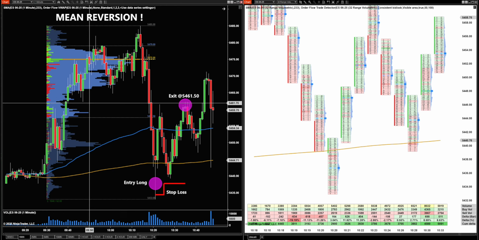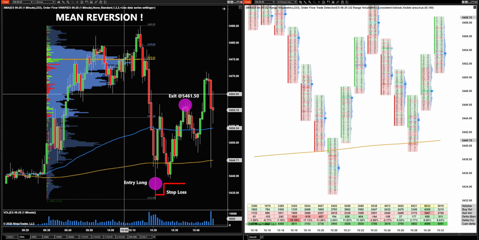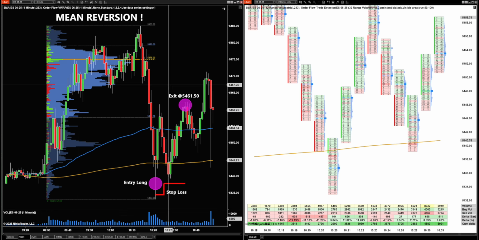Auction market theory and mean reversion theory suggest that price will come back and fill in this gap and retest this area at some point in the near future. So that's what made me take this trade, finding these buyers all the way down here on the footprint and seeing price reclaim these buyers. I got long right here at these 38s. My stop was down here.